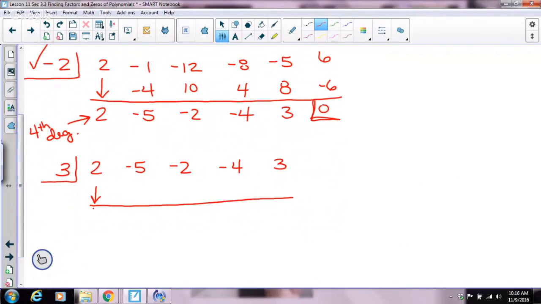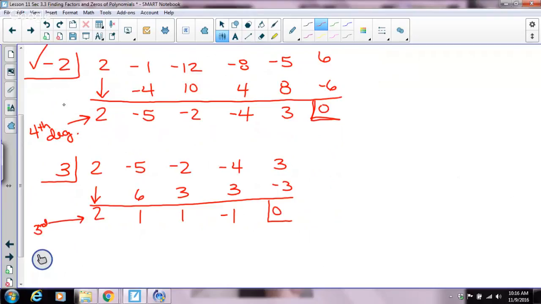Bringing down the 2. 2 times 3 is 6. -5 plus 6 is 1. 1 times 3 is 3. -2 plus 3 is 1. Then -1. Look at that. No, we're down here. I want to do 1/2 next. Well, now we found what? A 0. It's the third.